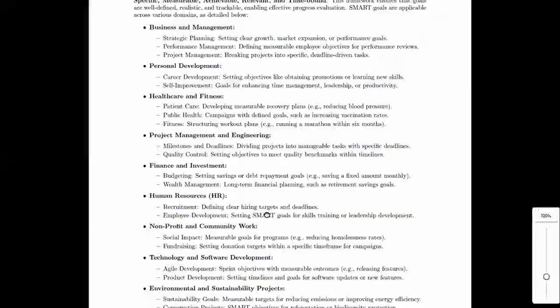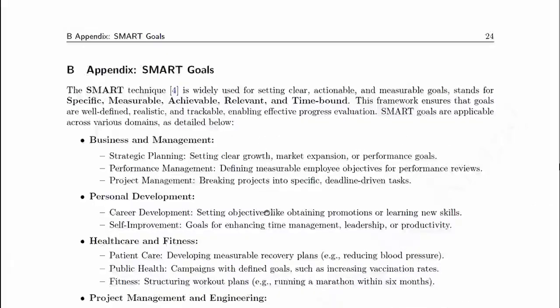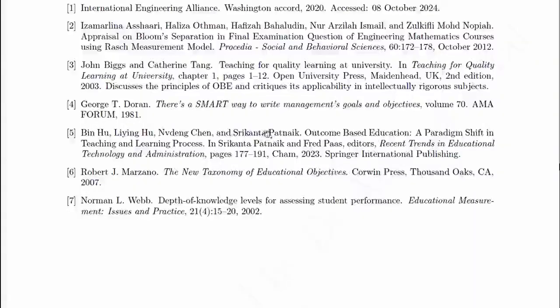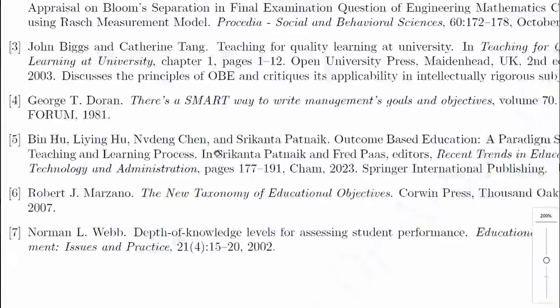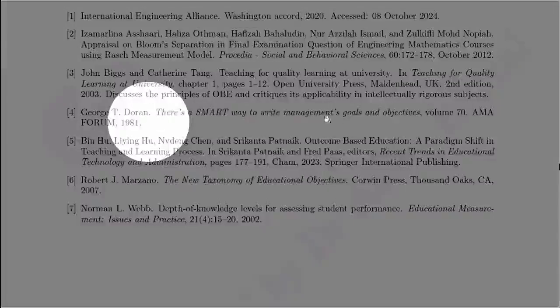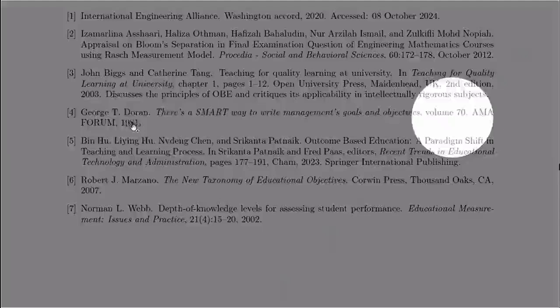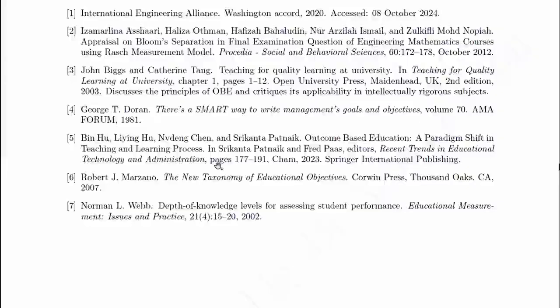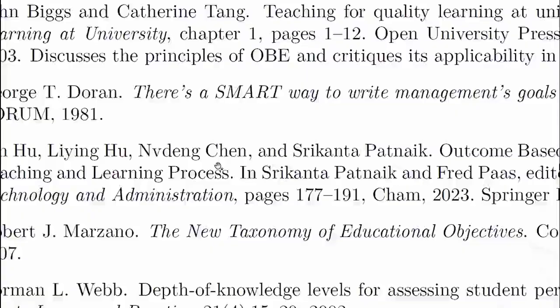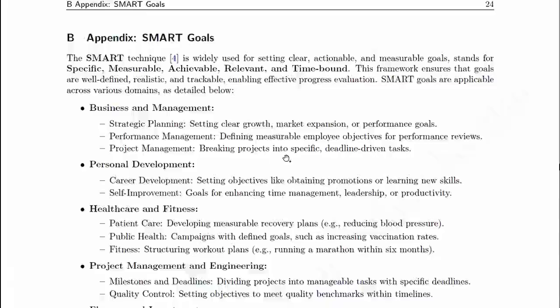Okay, here it is. This page is regarding the SMART. SMART is referred over here. If you look at the fourth reference, this one is the reference. George T. Doran. There is a S.M.A.R.T. way to write management goals and objectives, volume 70, Management Review. It was published in 1981.